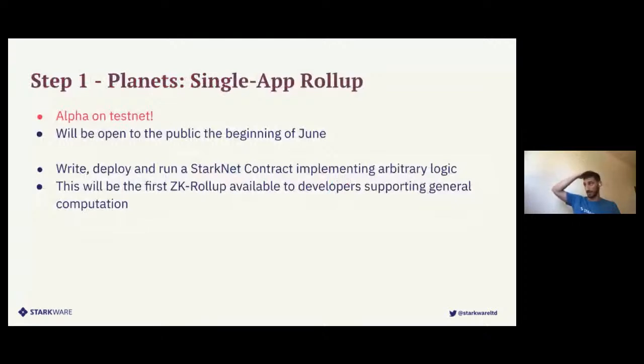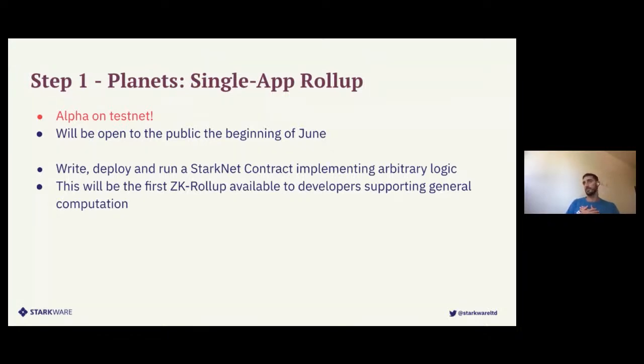Yes, so I think I said it, but I'm really excited. It is on alpha, on testnet, and it will be open to the public at the beginning of June, meaning, I don't know, two weeks. And what Planets allows us is basically, it creates the concept of a StarkNet contract. So developers will be able to write, deploy, and run, meaning send transactions to, a StarkNet contract that implements arbitrary logic.